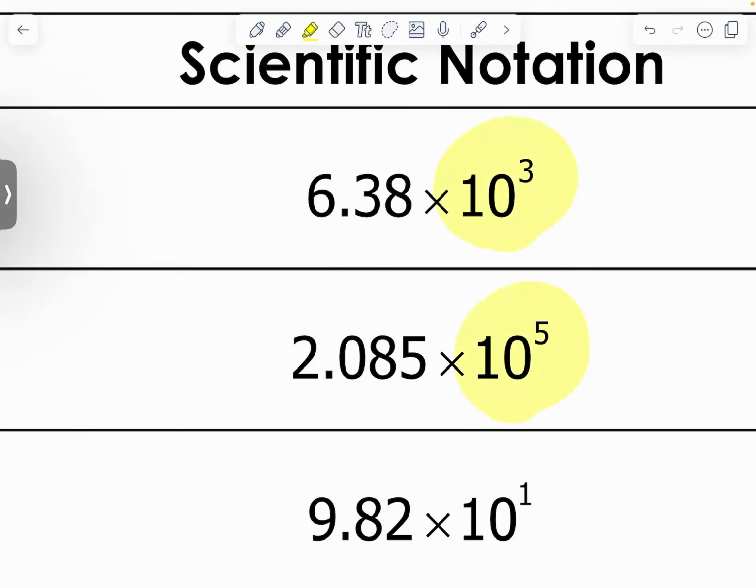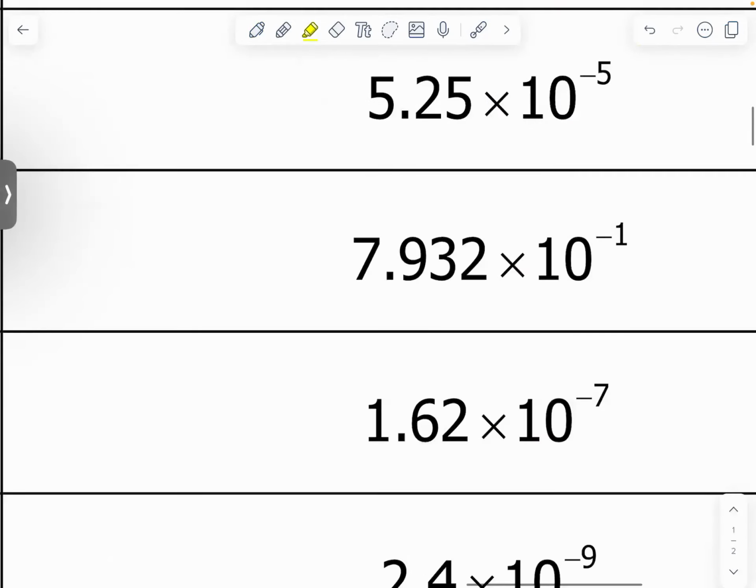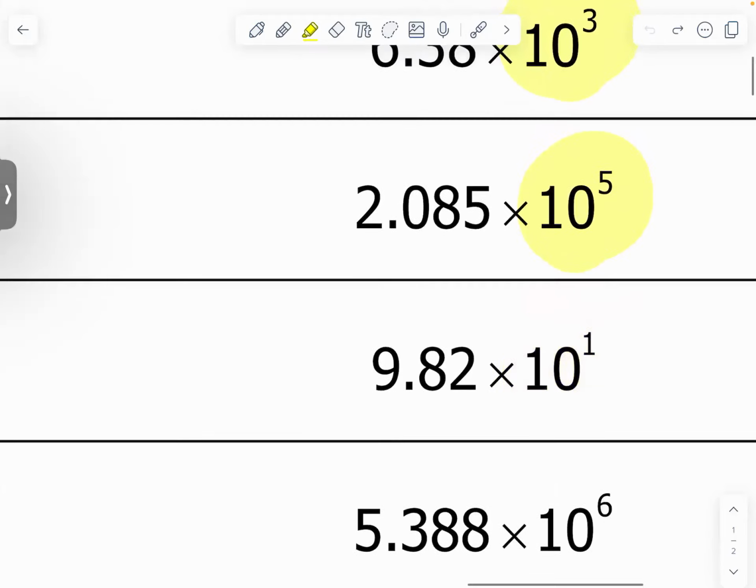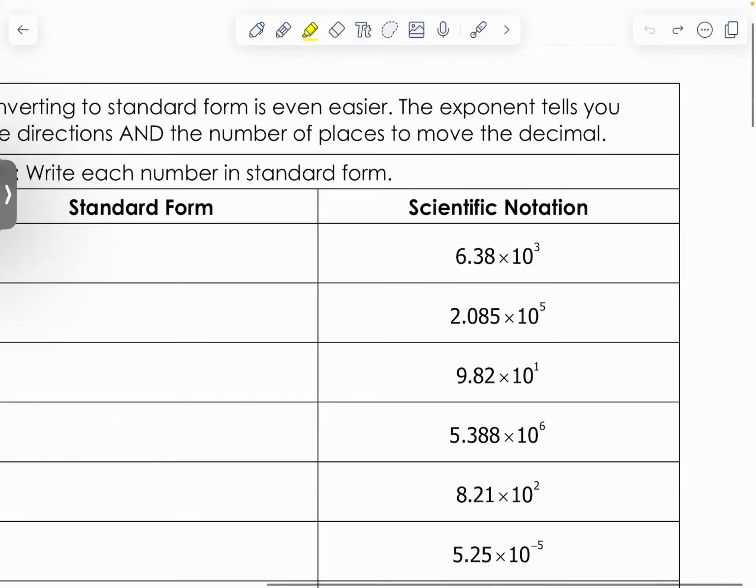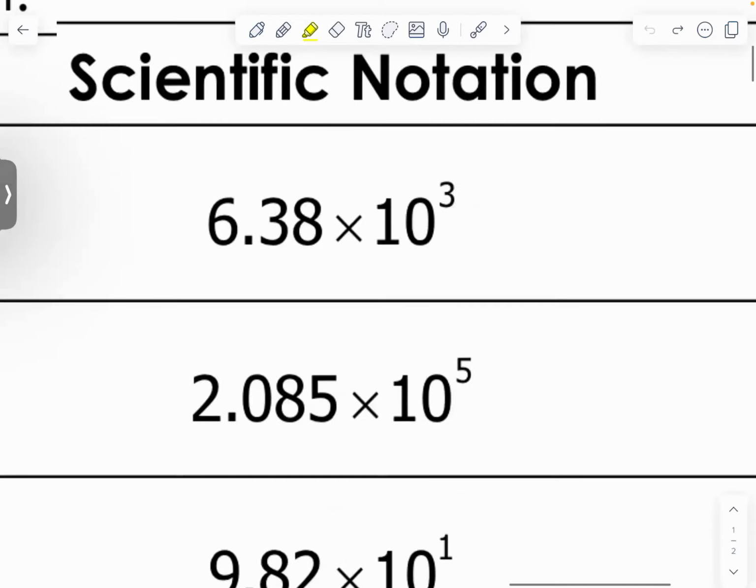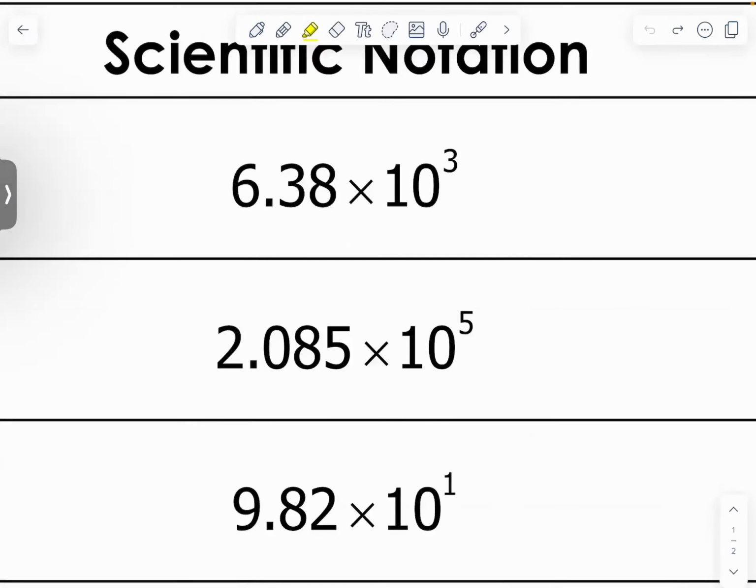When we have a positive exponent, that means our number is going to be bigger. If we have a negative exponent, it gets smaller. We're going to get a really small number. So we need to keep that in mind as we are writing these numbers in standard form. So here I have 6.38 times 10 to the third.